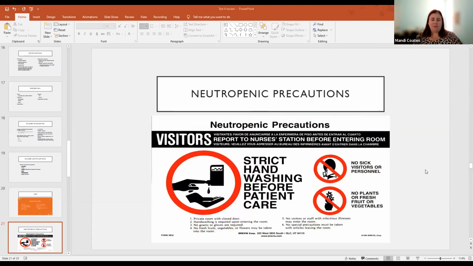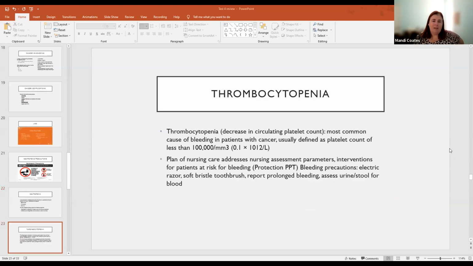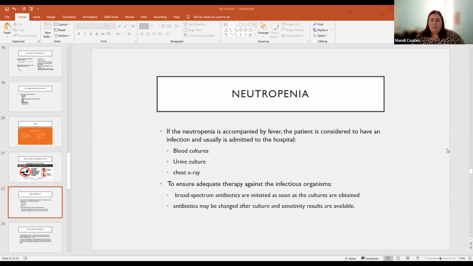Neutropenic precautions. Remember hand washing, a private room. They don't need to be isolated, but they want to protect themselves from sick people, no fresh plants or fruits or veggies. So know this slide. Remember 100.4. If they are at or above 100.4, that's considered a fever, so they need to do something.